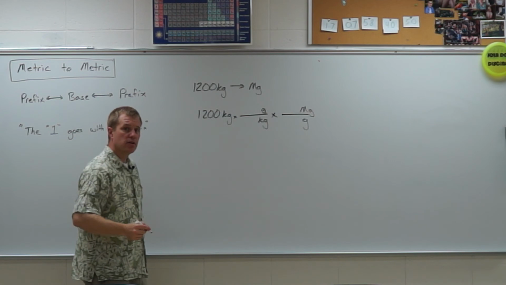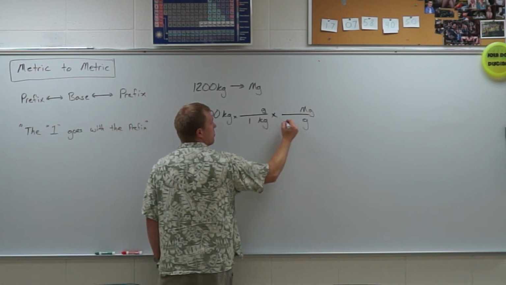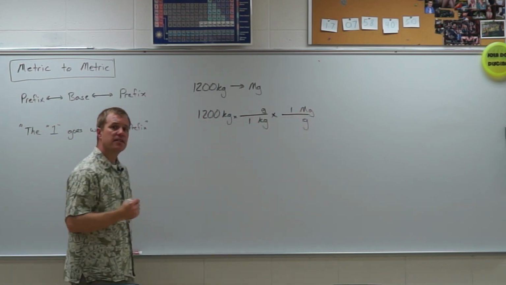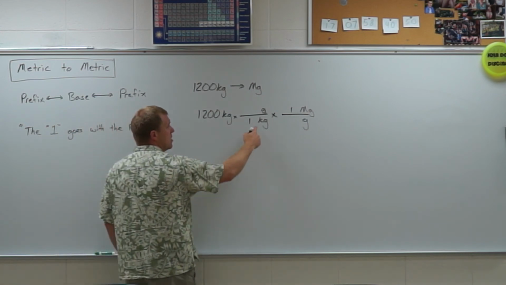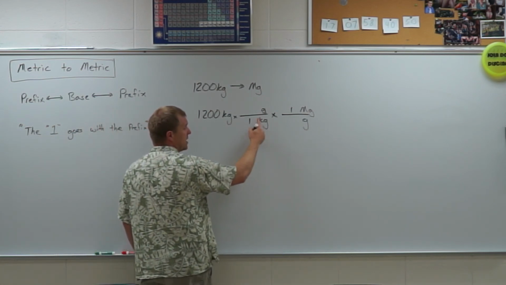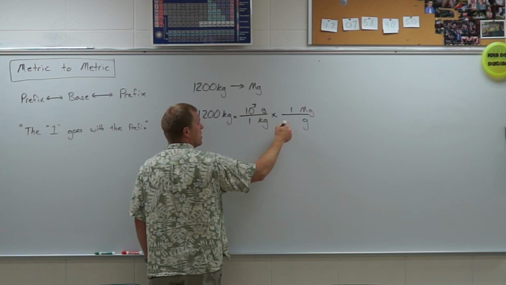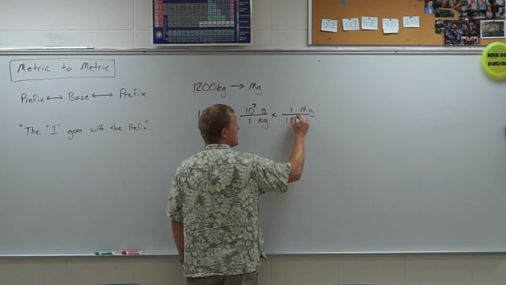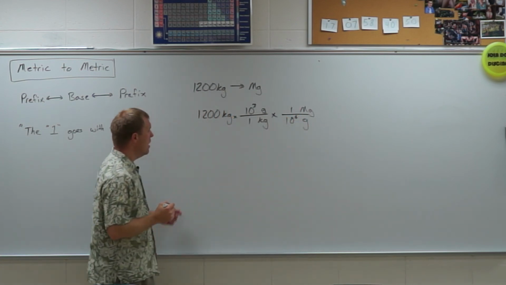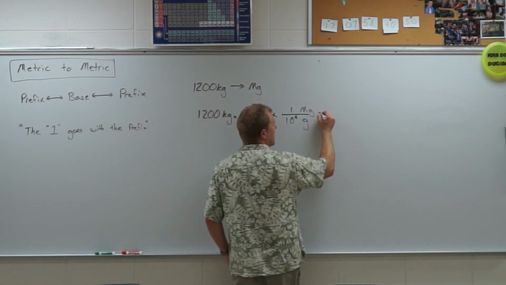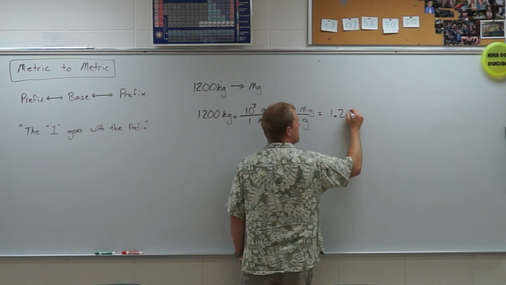And again, the 1 goes with the prefix. So I put the 1 next to each of the prefixes. The top and bottom have to mean the same thing. So this one is kilo, so I can look up what kilo meant, 10 to the 3rd. This one is mega, so 10 to the 6th. And then I can plug that in my calculator and find out that I get 1.2 megagrams.